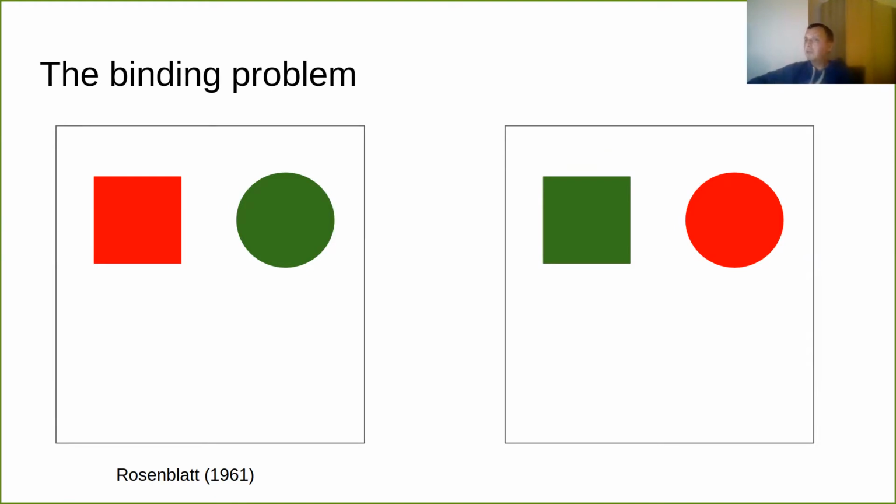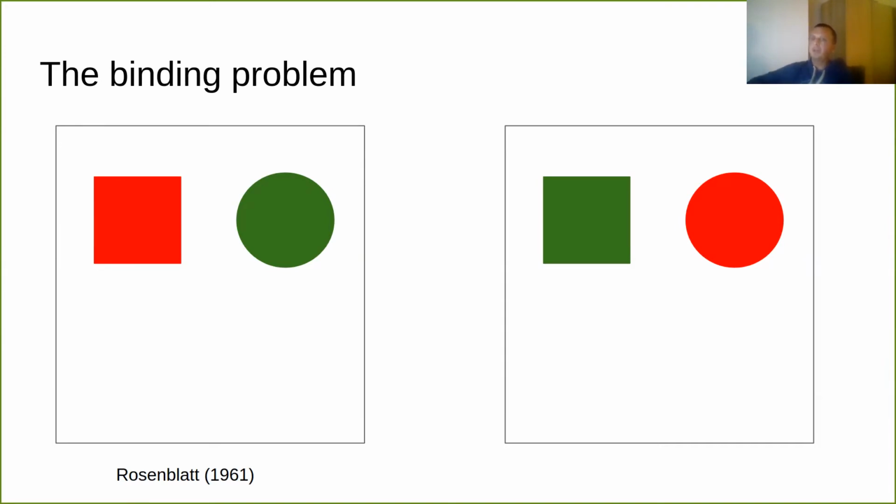Now, for the visual system, there is a relatively simple solution. It's known as the feature integration theory, and it says that features are bound by location, because representation in the visual cortex is retinotopic, so features that are activated in the same location in the cortex usually belong to the same object.